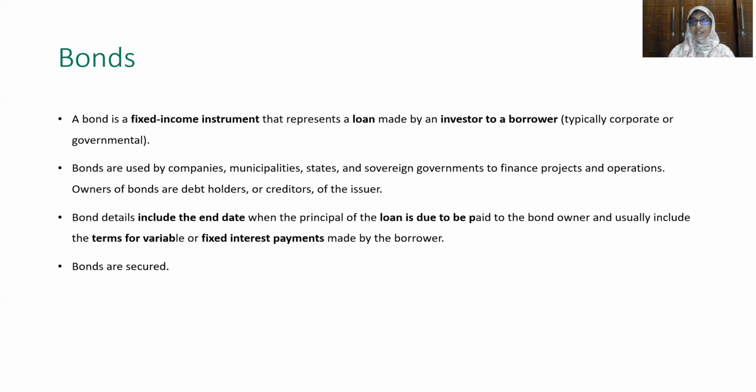And lastly, it says that bonds are secured. What do you mean by bonds are secured? It means that bonds give a security for repayment. Generally, banks are the ones which give a security for repayment. Now, let me give you a simple example for you to understand what type of security a bank would give and why we say a bond is secured.